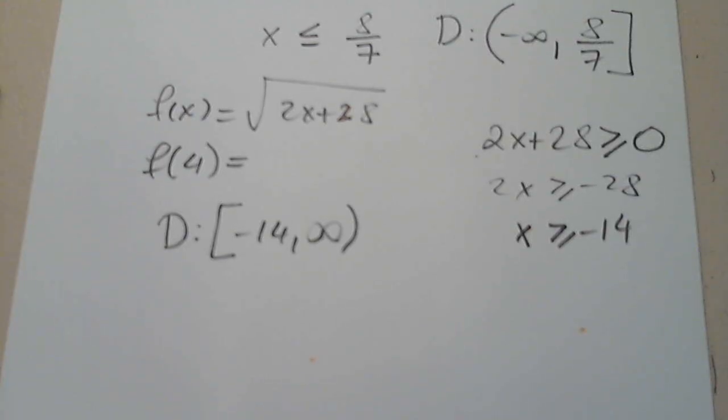Now, yes, you can do this by hand, but let's also look at the calculator. I highly recommend in y equals, enter the function as is, be careful how. So you have the square root, and that's 2x plus 28.